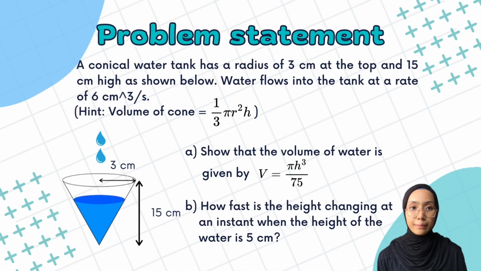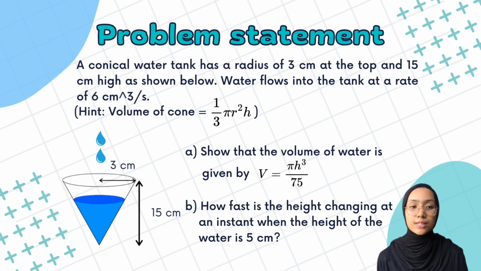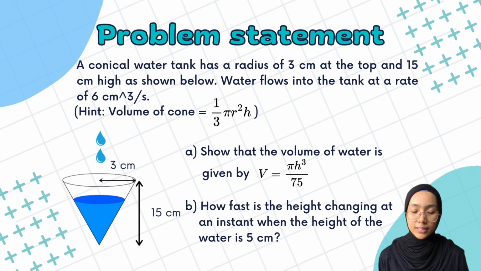Next is the problem statement. A conical water tank has a radius of 3 cm at the top and is 15 cm high as shown below. Water flows into the tank at a rate of 6 cm³ per second. The hint given in this problem statement is that the volume of a cone is equal to 1/3 pi r squared h. So the first question is, show that the volume of water is given by V equals pi h³ over 75. And the second question is, how fast is the height changing at an instant when the height of the water is 5 cm?